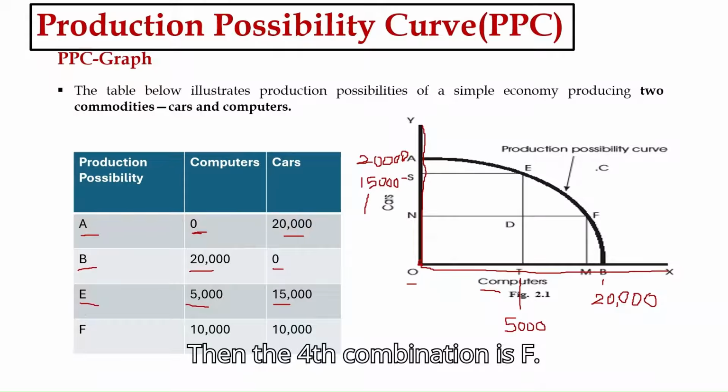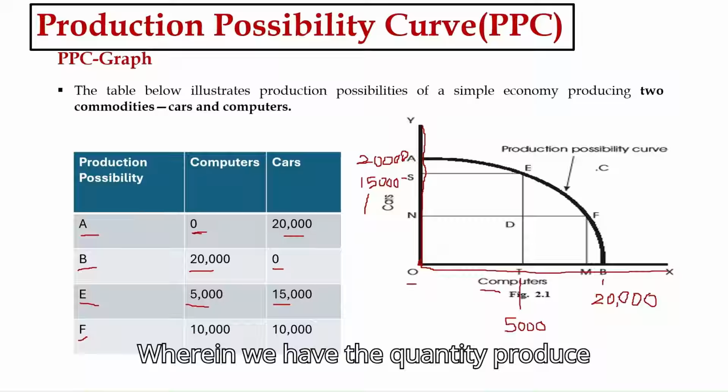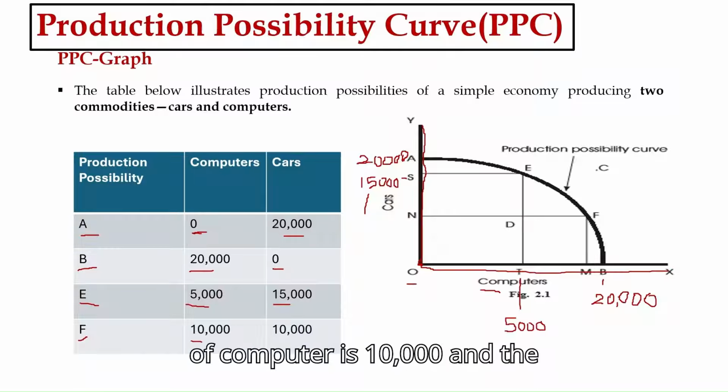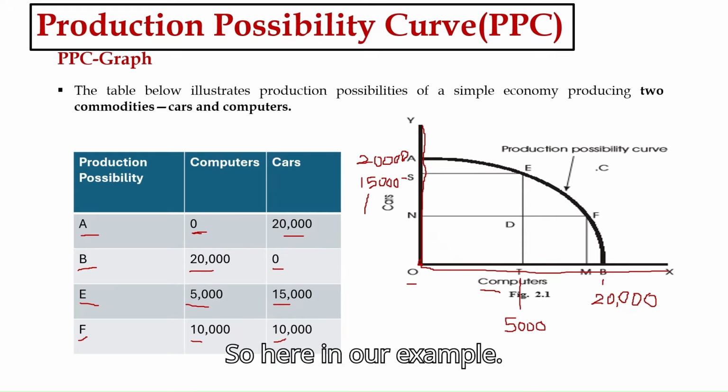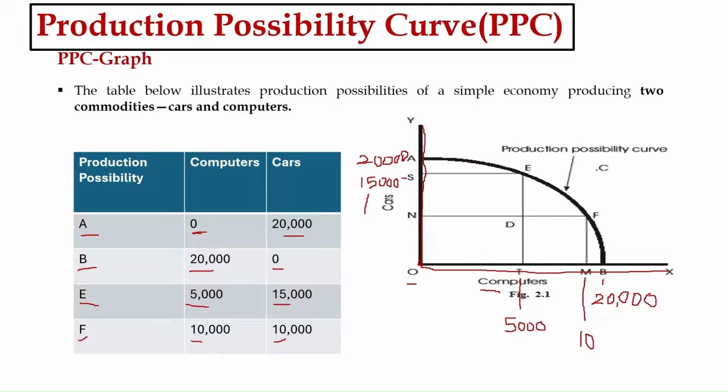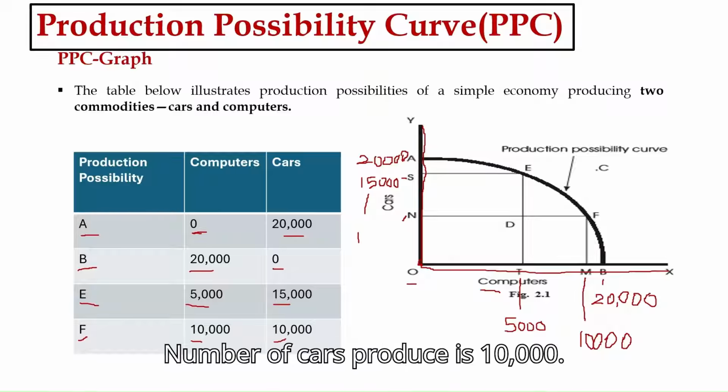Then the fourth combination is F, wherein the quantity produced of computers is 10,000 and the quantity produced of cars is 10,000. In our example, it is taken as M. This M is 10,000. And this is my N. The N is also cars. The number of cars produced is 10,000.